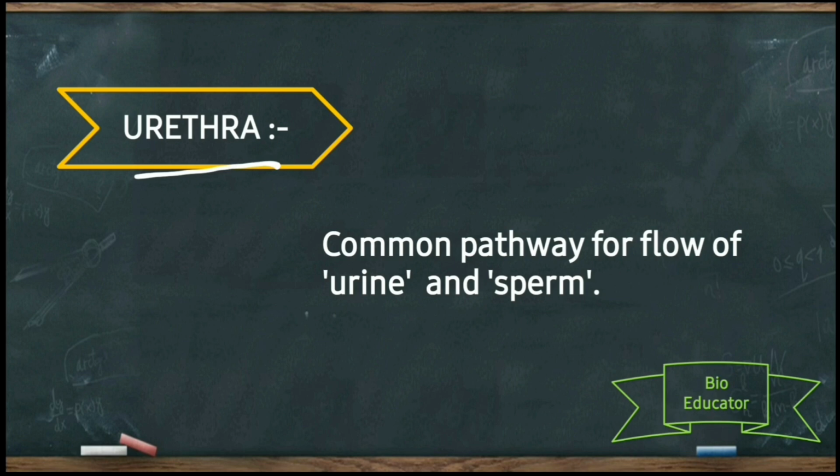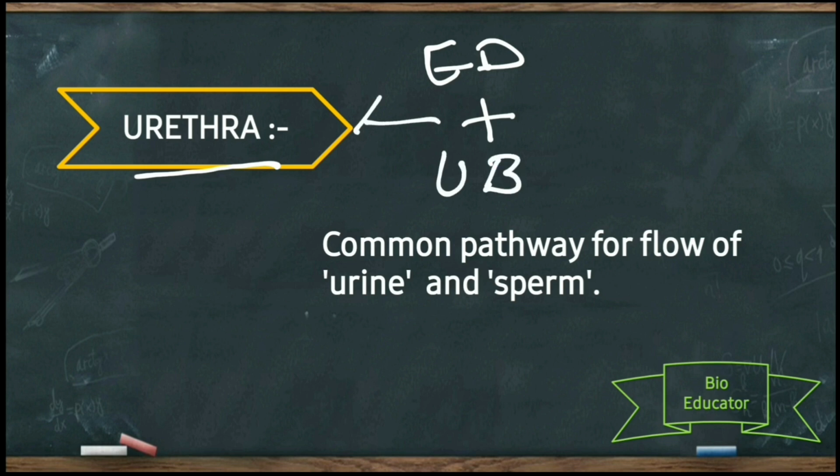Urethra. The ejaculatory duct further joins with the duct coming out of the urinary bladder to form the urethra. So it forms a common path for the flow of urine and sperm.